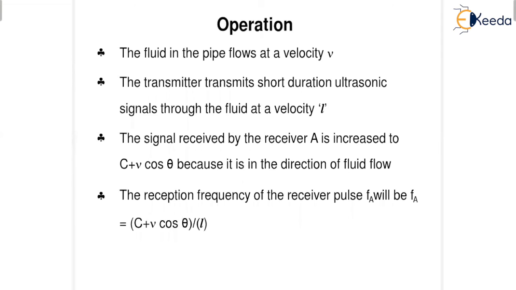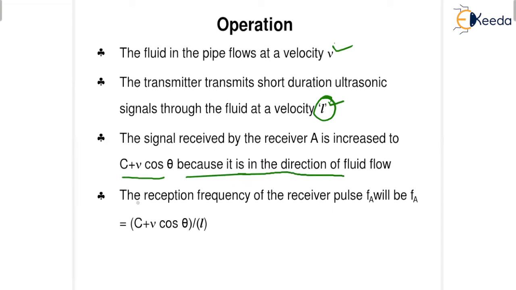Now the fluid flows with a velocity v. I already told you, the fluid flows with velocity v. The signal transmits short duration ultrasonic signals through the fluid at a velocity of C, over a distance L. The signal received by receiver A now increases to C plus V cos theta, because it is in the direction of the fluid flow.